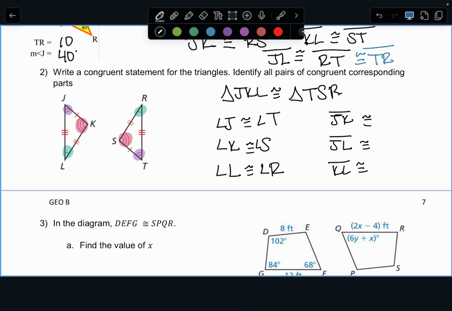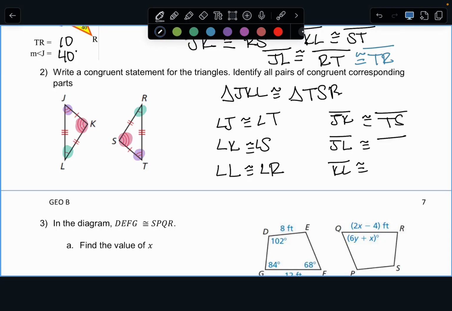Hey, side conversations, not the time. Okay, now, Will, JK is congruent to what? TS. Perfect. Ryan, JL is congruent to?